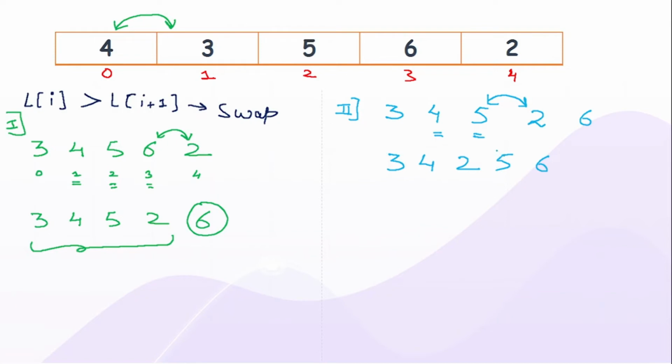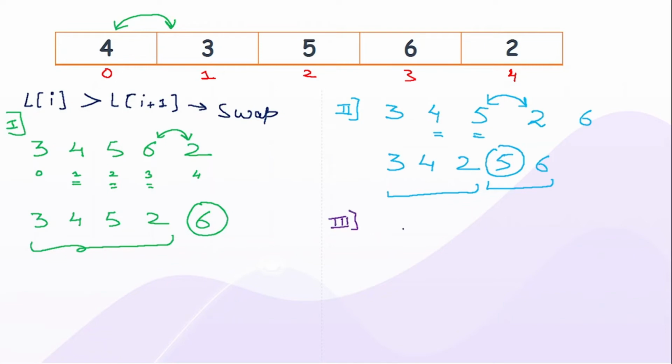Here we can observe that the second largest number in the list has been placed at its correct position, that is the second last position. So the last two numbers in the list are in the sorted position, whereas we need to sort the first three elements. We will repeat the same step again. So now we'll go for the third iteration.